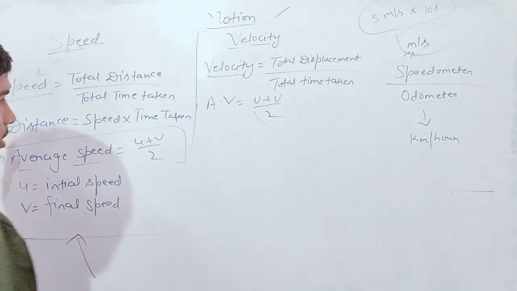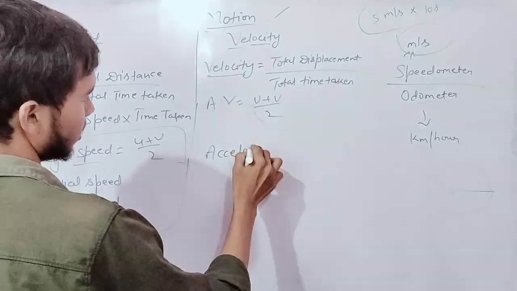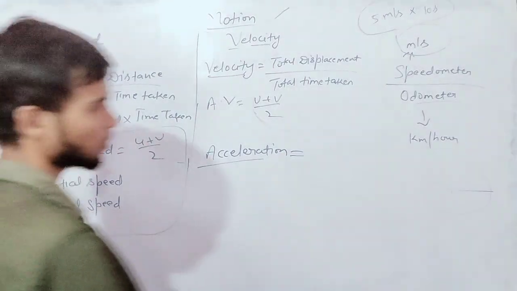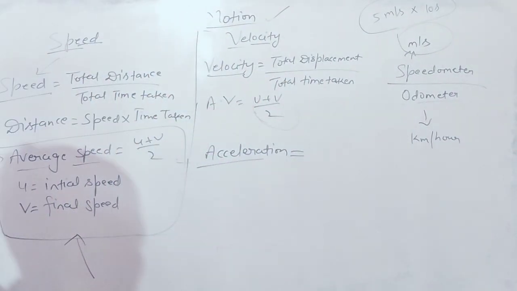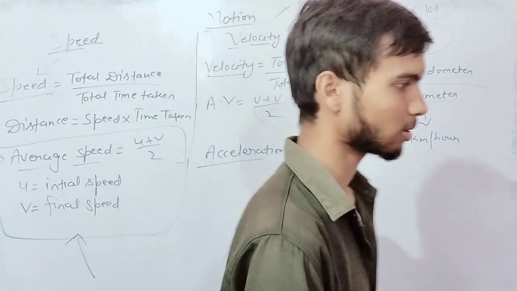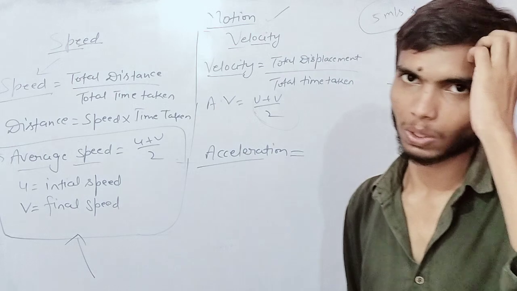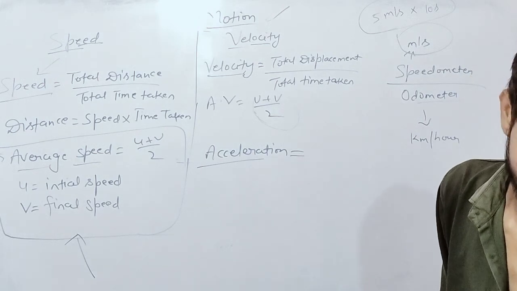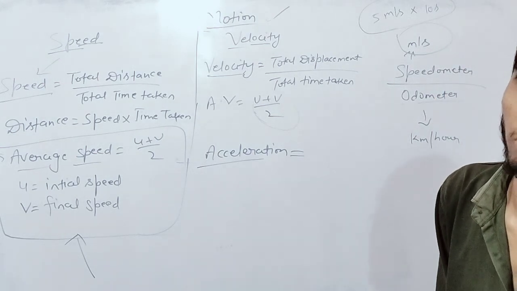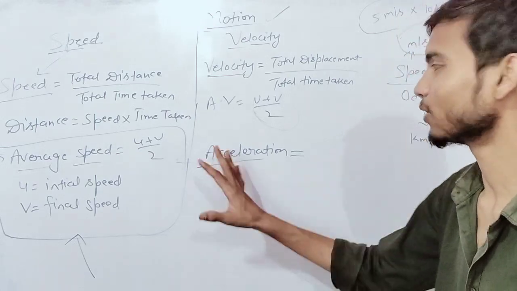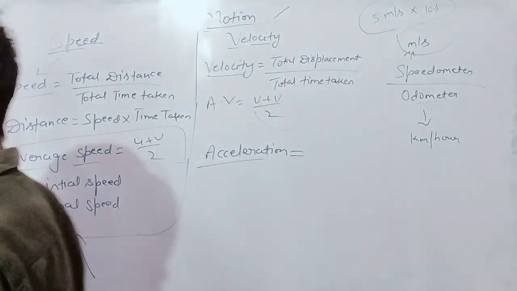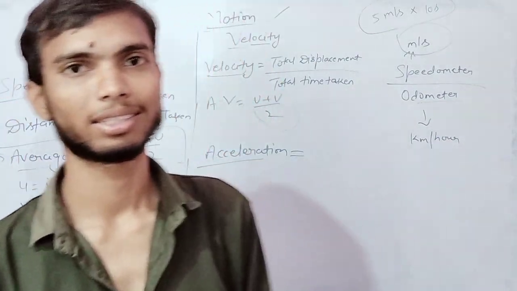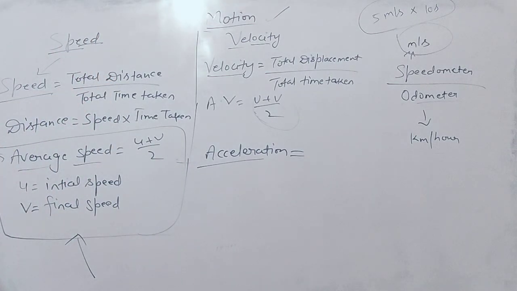What is the meaning of acceleration? The meaning of this is very simple. If the speed of a vehicle is increasing or decreasing, both are happening. If the speed is constant, then we would say that it is uniform acceleration. We add the word uniform with acceleration because here we are telling that it is constant. Speed is not increasing or decreasing.